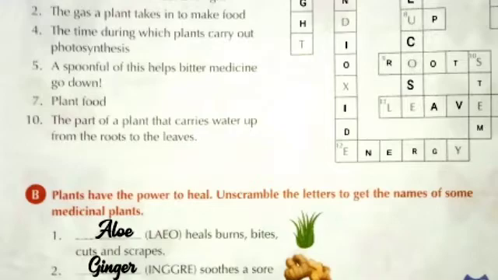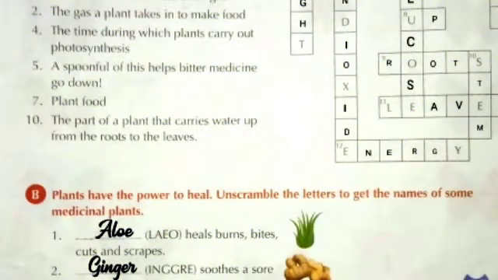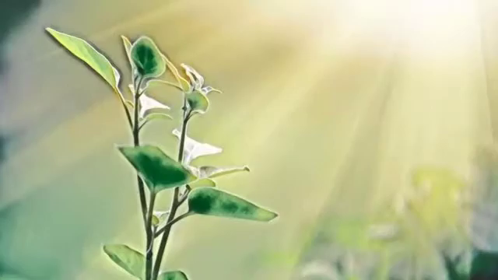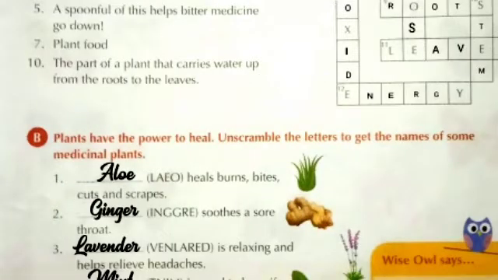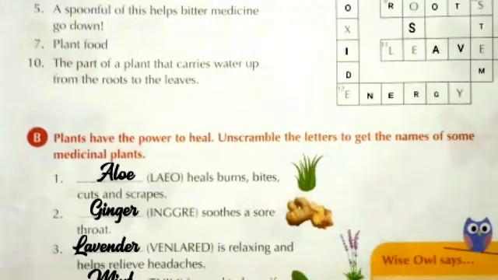The answer is sunlight. Next, the gas a plant takes in to make food. The answer is carbon dioxide. Next, the time during which plants carry out photosynthesis. The answer is day. Next, a spoonful of this helps bitter medicine go down. The answer is sugar. Next, plant food.